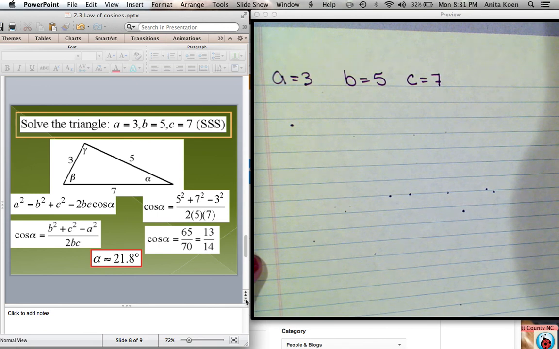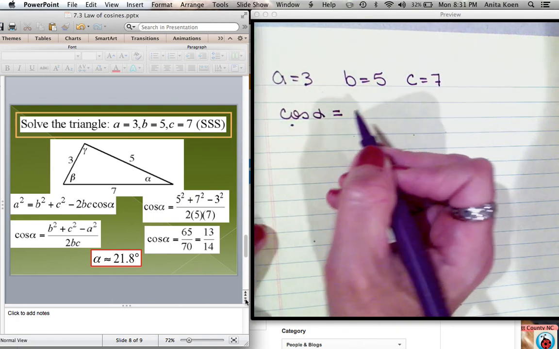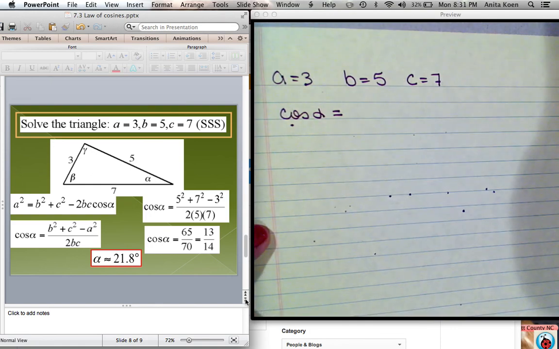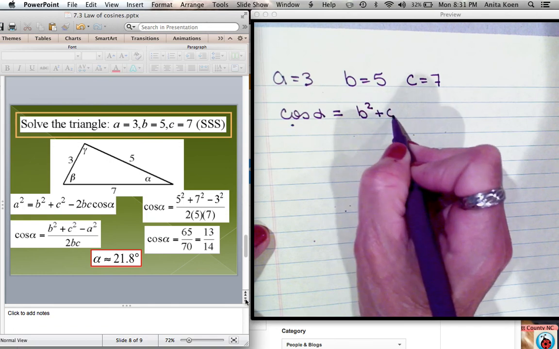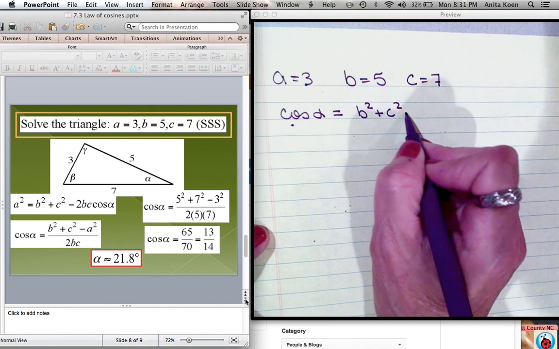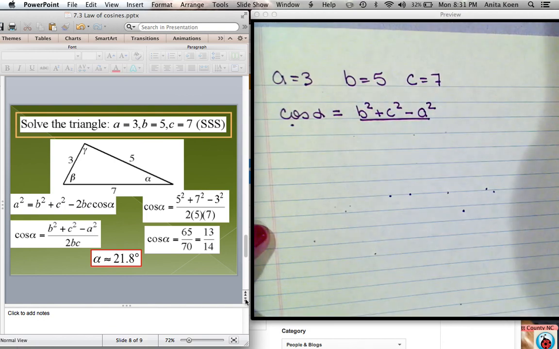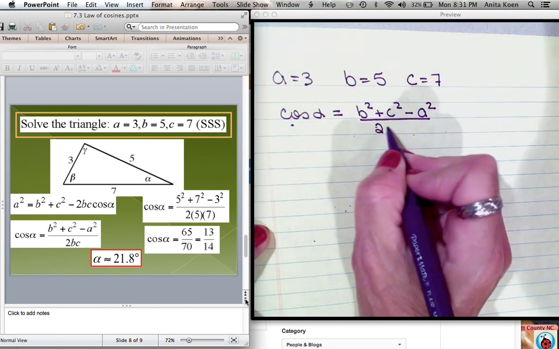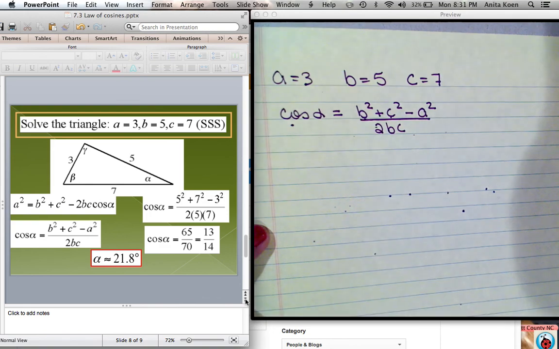Okay, I'm going to look for the cosine of alpha to start with. And we talked about a few minutes ago that we could use this form of the law of cosines, that the cosine of alpha is going to be the sum of the squares of the two sides that are not opposite alpha, so b squared plus c squared, minus the side that is opposite alpha, so minus a squared, divided by 2 times b times c. So these two are multiplied by 2, and that's what we're going to divide by.